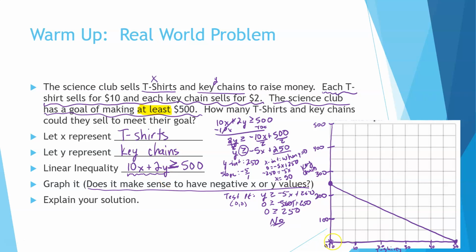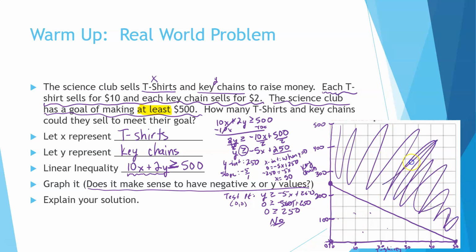So if this isn't a point, that means this isn't a solution, this isn't a solution, anything down here is not a solution. But by default, then everything on the other side of the line is a solution, so everything up here. Okay, so when we're just graphing, that's a review of graphing inequalities. That's what we did most of.